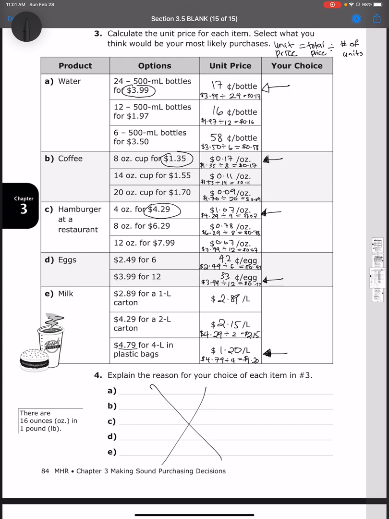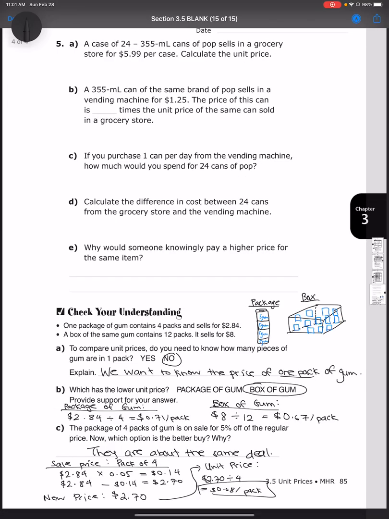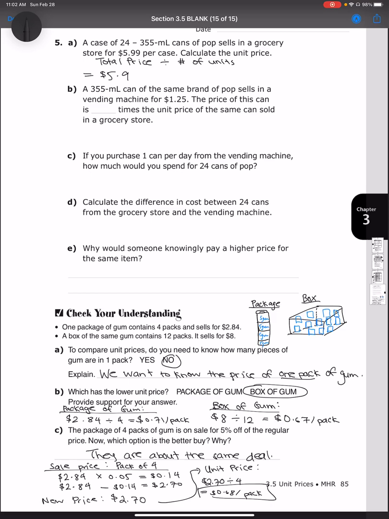Okay, so we're going to finish off with question number 5. We're not going to do number 4 because I've explained my reasons as I went through question number 3. So we're just going to skip to number 5. So 5A says a case of 24 355 mL cans of pop sells in a grocery store for $5.99 per case. Calculate the unit price. So remember, unit price is the total price divided by the number of units. So our total price for the 24 case of pop is $5.99.